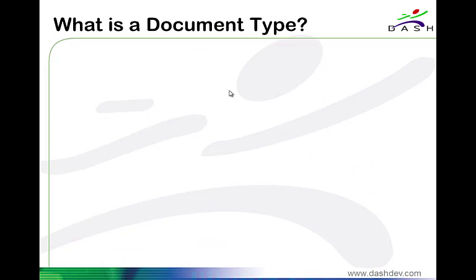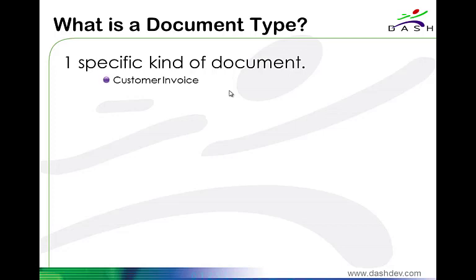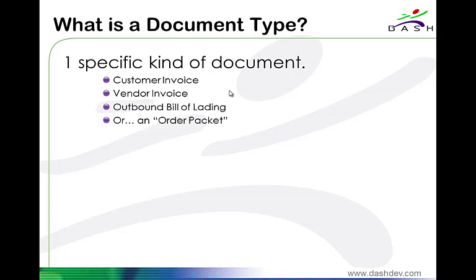Let's first talk about what a document type is. A document type is really one specific kind of document, like a customer invoice is a document type, or a vendor invoice, or an outbound bill of lading, or maybe it's a packet of order-related things, including the customer invoice and an acknowledgement and a bill of lading. It all depends on how you want to view it, but from DDX's perspective, it is one specific kind of document.